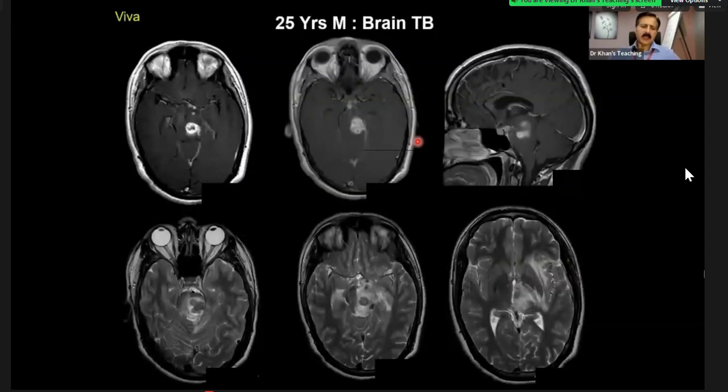So TB meningitis, of course, basically the route of entry is usually through the CSF. So it is a basal meningitis. But there is a concept of hematogenous spread also. So the radiological features which can be seen include signs of basal meningitis. Look at this case. Once again, you can see this enhancement in the suprasellar cistern.